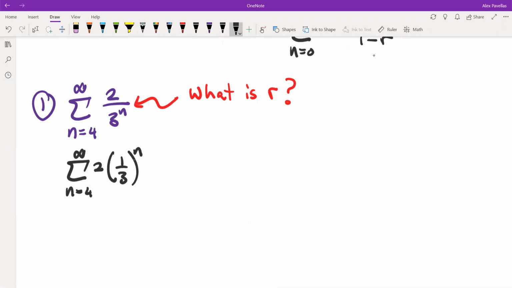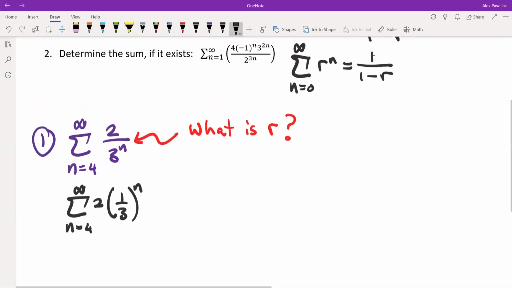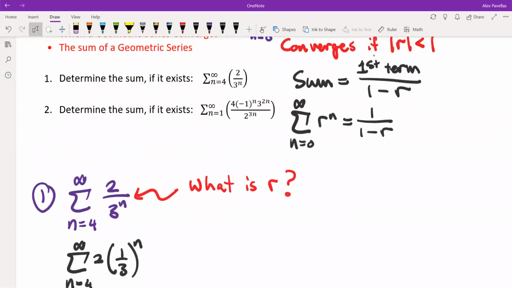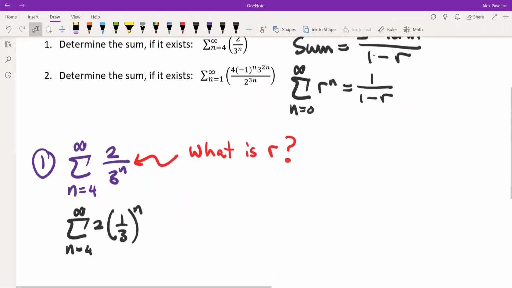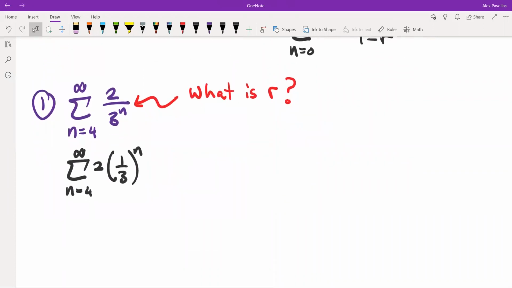And now it's a little bit more obvious what the r is, right? If we scroll up, the general form is r to the n. What's the thing being raised to the n? Well, that's 1/3. So here we can see that r is equal to 1/3. And 1/3 is, in fact, between -1 and 1. So the absolute value of 1/3 is, in fact, less than 1. So it converges.